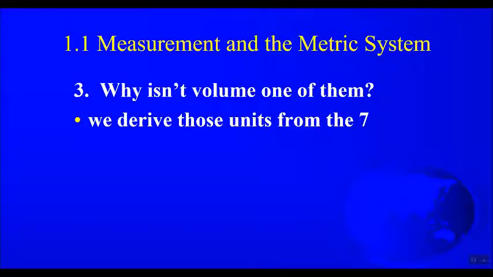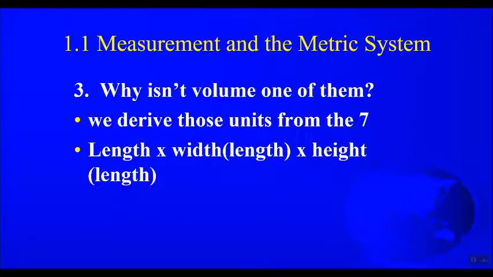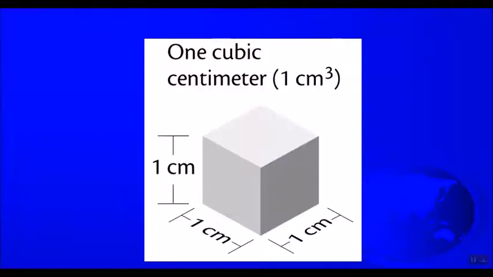It is created by combining three lengths. What is volume? Volume is length times width times height. And you might say, no, that's only one length. Actually, what is height? Height is the distance from the floor to whatever it is you're measuring. That's length. And what is width? Width is how wide something is, but that's still length. So volume is length times length times length.